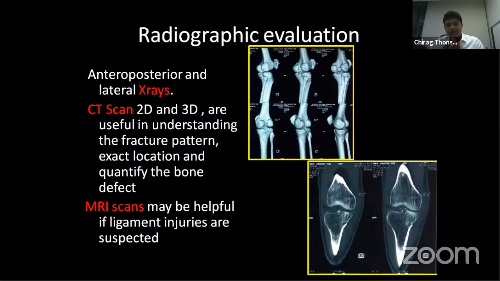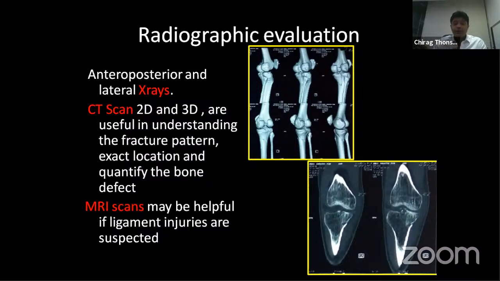Now, a basic routine is to get an X-ray, AP view and lateral view, which would give us an initial idea of what we are dealing with. Is it a type 1 fracture, type 2, type 3, or type 4? Our X-ray would tell us that anyway. Why go in for an advanced CT scan?